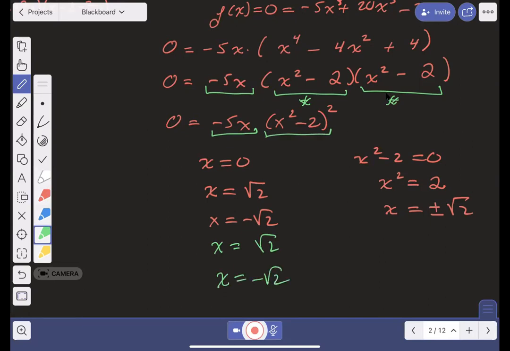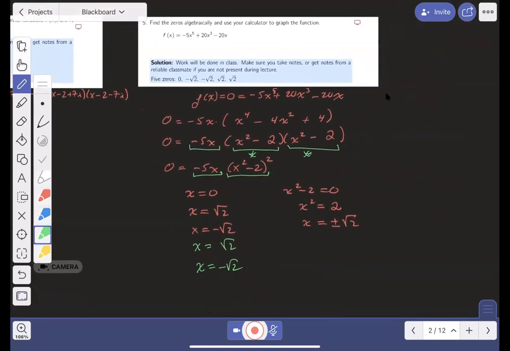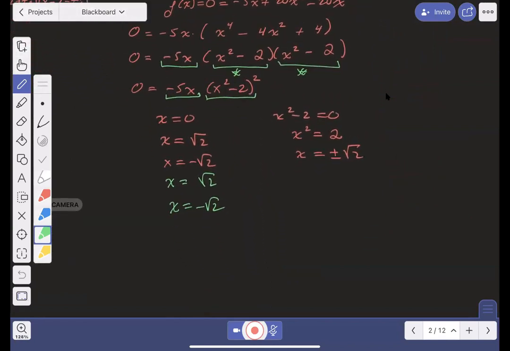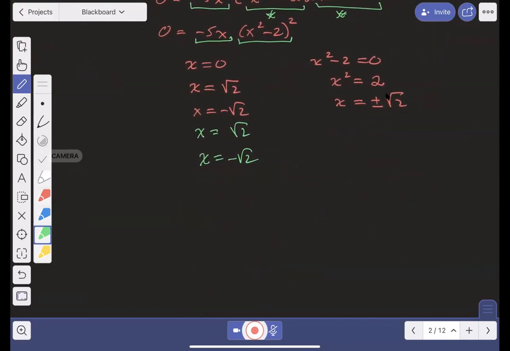Okay, what else did they ask me to do? They asked me to graph it. All right, let's go through the graph. I want to make sure you understand what they're given. They said find the zeros algebraically and use your calculator to graph. Well, the calculator I'm going to use is my head. All right, so I'm going to write this down for you. And I'm going to graph out f of x equals minus 5x times (x squared minus 2) squared.